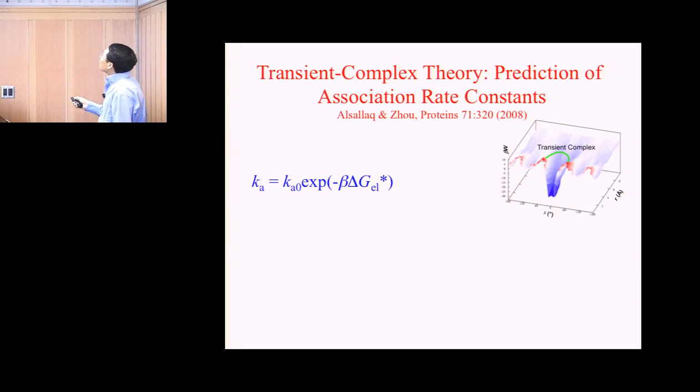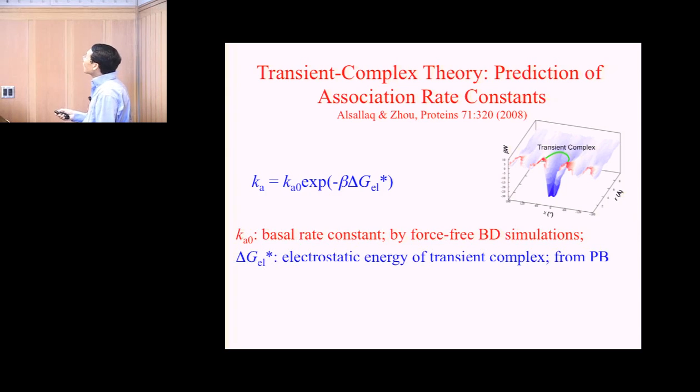energy surface of interaction between the two subunits by treating the subunits as rigid, so that we only have three translational degrees of freedom and three relative rotational degrees of freedom. So we map the energy surface in this six-dimensional space, and by doing so, identify the transient complex. And then once that's done, we calculate the basal rate constant, that is the rate constant by which the two proteins reach the transient complex by unbiased diffusion.